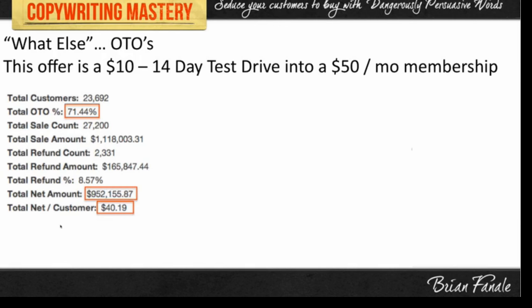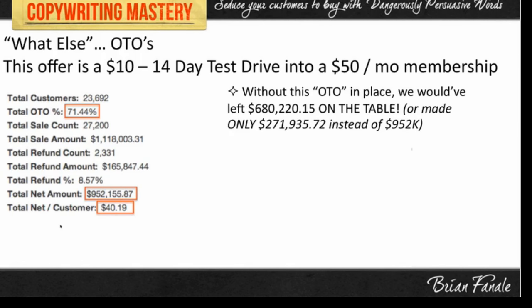Total OTO, and this is just point of sale. This funnel has made well over a million, probably closer to $10 million with just this funnel right here, okay? Check this out. The total OTO percentage made up 71% of the total revenue in this funnel. Let me show you what this means. Without this OTO in place, we would have left $680,000 on the table. And this is just, again, at the point of sale on a $5 offer. We would have made only $271,000 instead of $952,000.